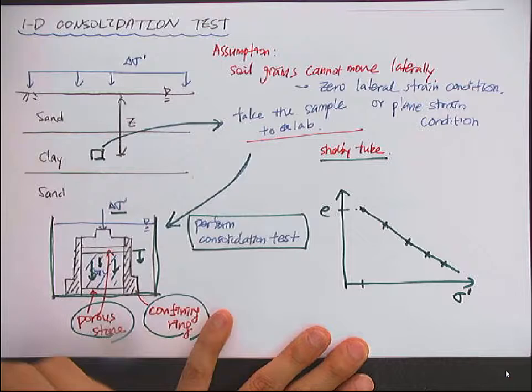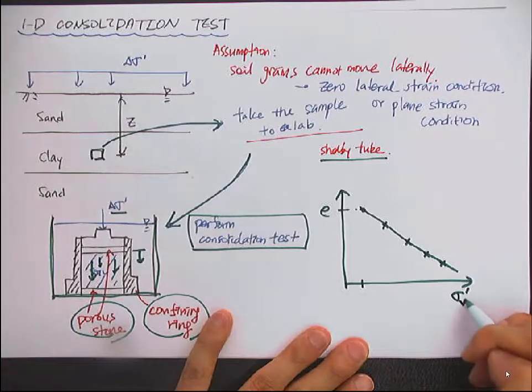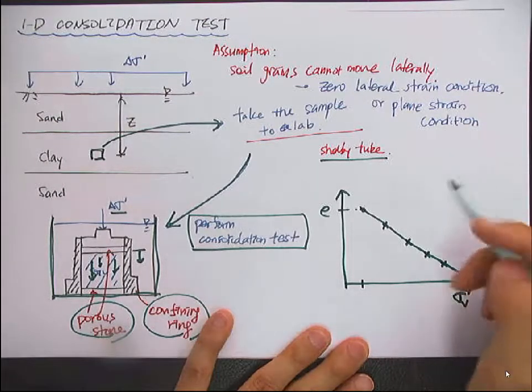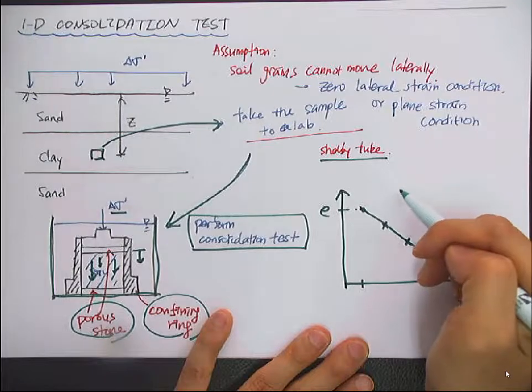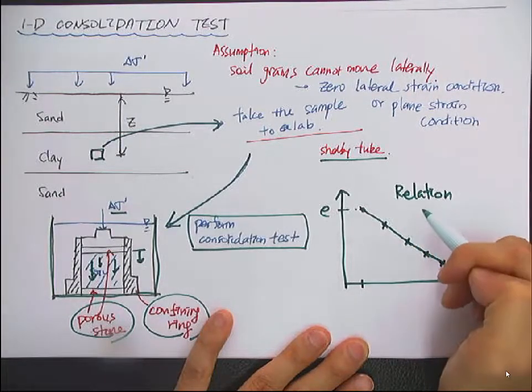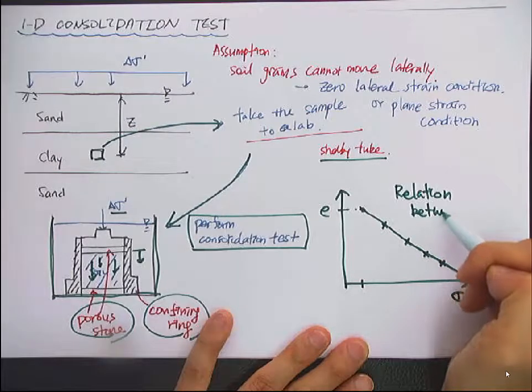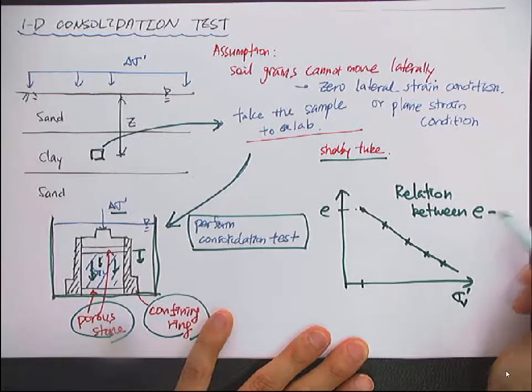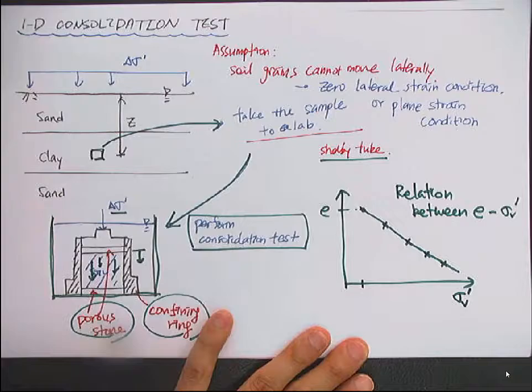versus the effective stress, effective vertical stress. And from this curve, we can get the relation between void ratio and vertical effective stress.